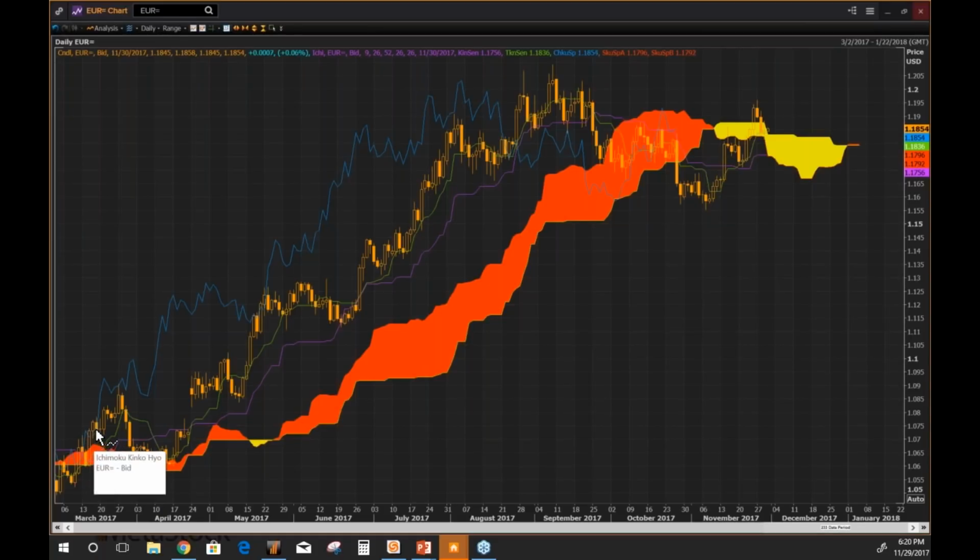So, for example, if the price is above the Kumo, we would only want to take long trades. If the price is below the Kumo, we'd only want to take short trades. So we consider it to be, at this point, a long trade, and we want it to have the Tenkan be above the Kijun.